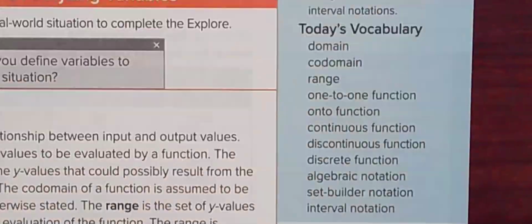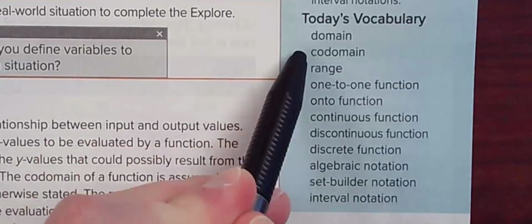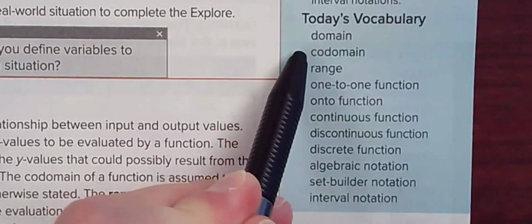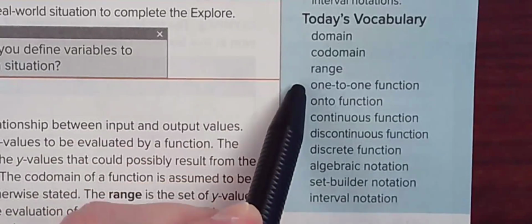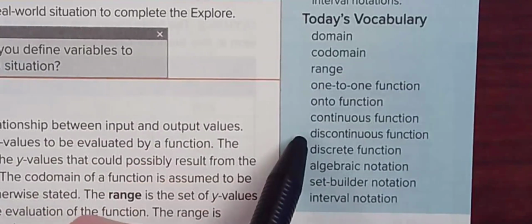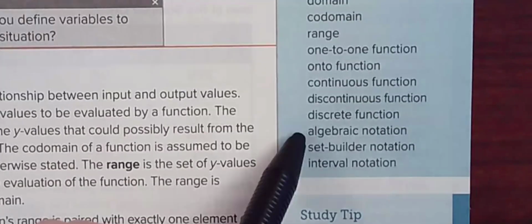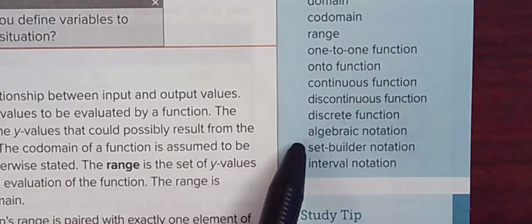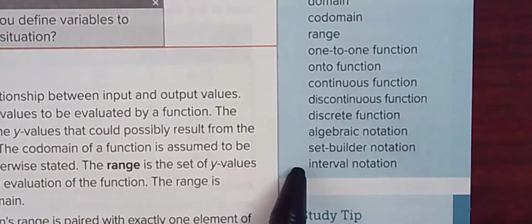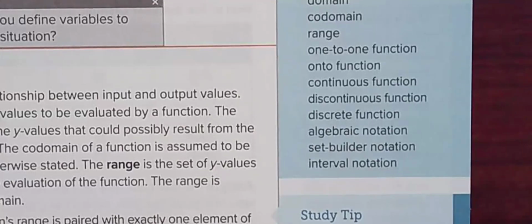So this will be vocabulary for today and tomorrow. We're going to have domain. We're going to introduce a new one called codomain. We'll be talking about range. We'll talk about one-to-one functions, onto functions, continuous functions, discontinuous functions, discrete functions, algebraic notation, set builder notation, and interval notation. It's a lot of definitions, a lot of vocab that we're going to be looking at. But each one of those has a particular function that we will actually use, and I'm pretty sure you'll get used to using these things pretty quickly.